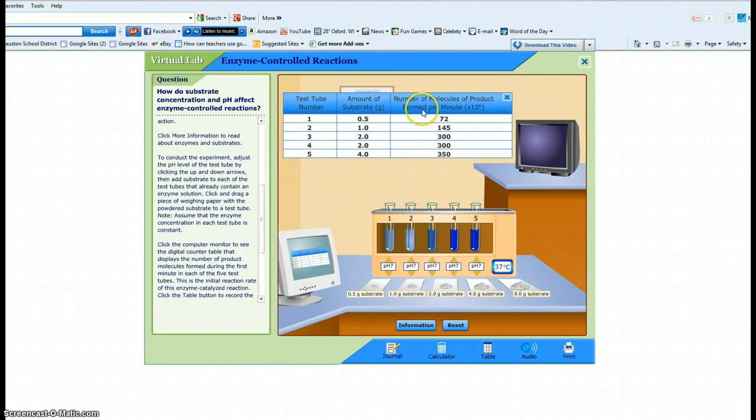What you're going to see happen is that the amount of product formed per minute, or the rate of the reaction, is going to go up as the amount of substrate increases to a certain point. And then it's going to stop going up. And the reason is because all of the enzymes are being used. And once all the enzymes are being used, that's as fast as this reaction can go. So you can repeat this with different pHs, and you can see how the pHs affect the enzymes.